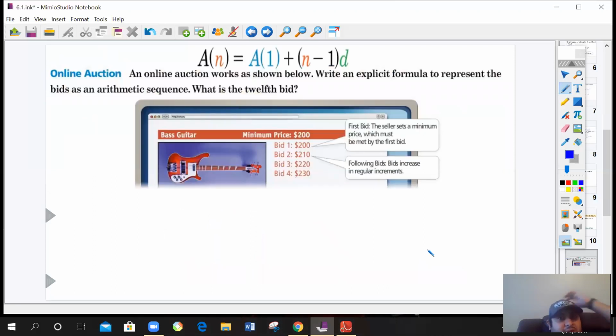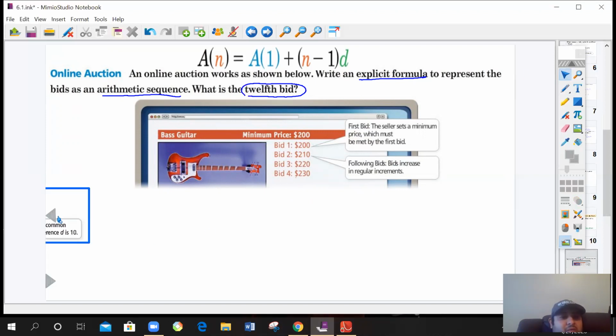We have a real world scenario. An online auction works as shown below. Write an explicit formula to represent the bids as an arithmetic sequence. What is the 12th bid? Since we only have 4 bids, we don't know what the 12th is going to be, and it's going to be hard to get from the information of the data. It's going to take us a little while.